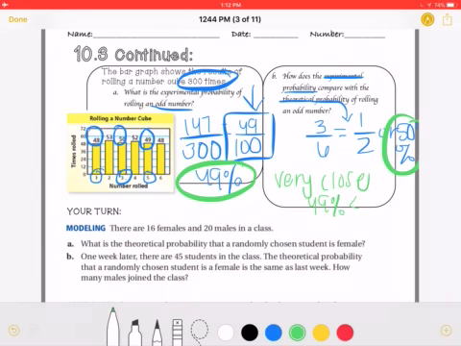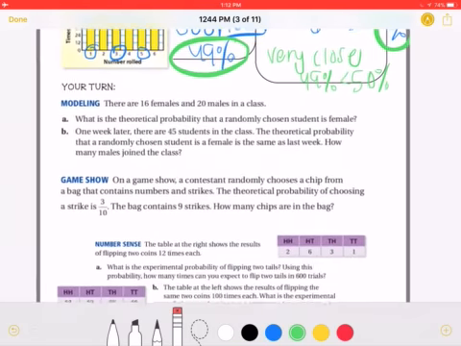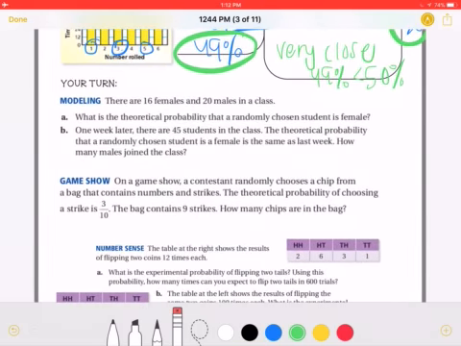49% is just a little less than 50%. They're only a percent off or a little bit off. The more trials you do, the closer your experimental should be getting to the theoretical. They should be close. All right, now it is your turn. I'm going to have you pause and practice some if you want to do some on your own. Pause and do this first problem modeling, parts A and B, and then press play when you're ready to go over them.